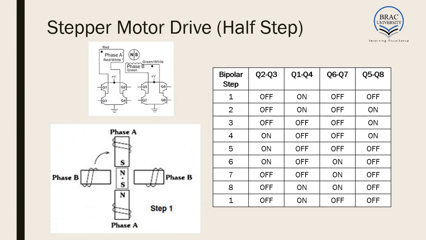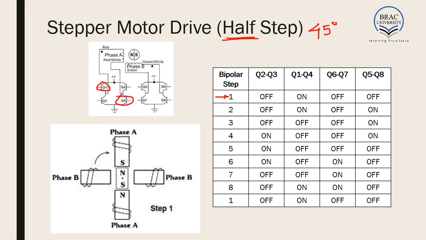The next method of driving a stepper motor is called the half step method. Here the step angle, that is the angle at which it will rotate, is 45 degrees. Now how does that work? The logic is simple. At first, step 1 is the same as that of full step, that is we switch on Q1 and Q4 and switch everything else off.